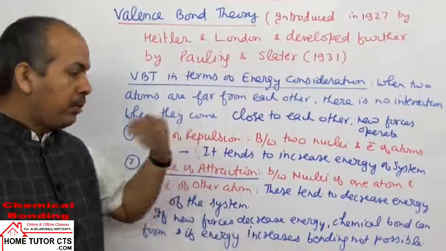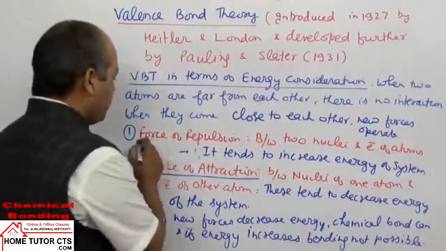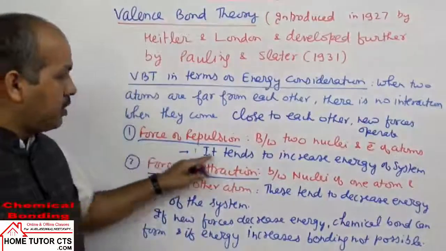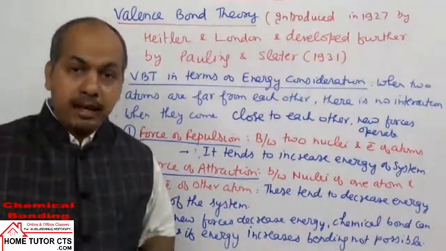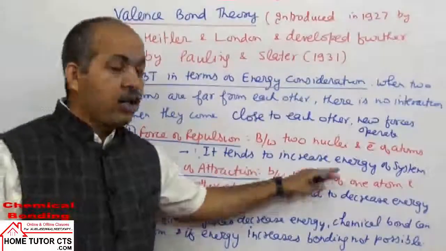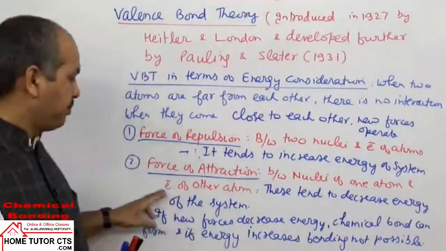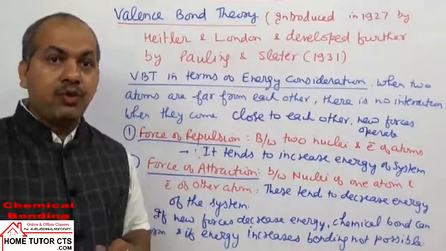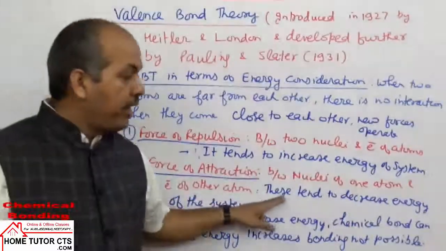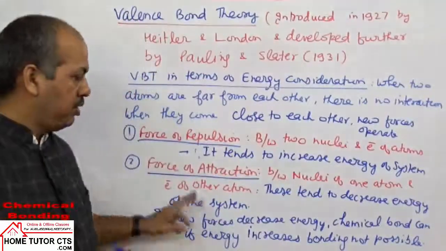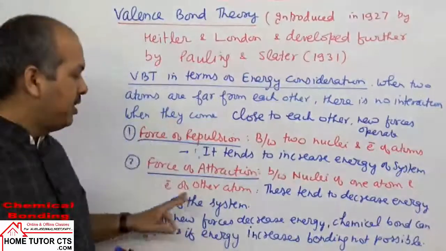Now coming to the second point, the force of attraction. The force of repulsion tries to increase the energy of the system, while the force of attraction takes place between the nuclei of one atom and the electrons of the other atom. This force of attraction tends to decrease the energy of the system.